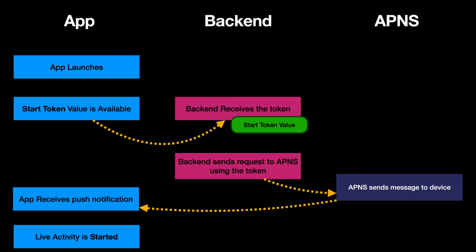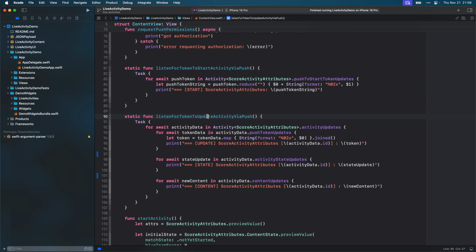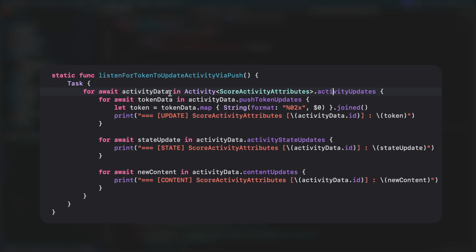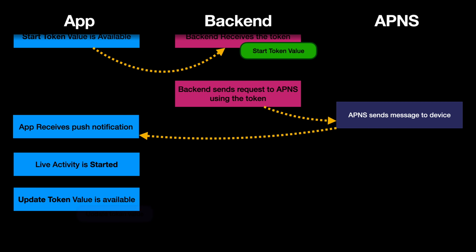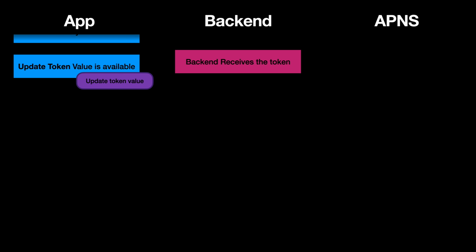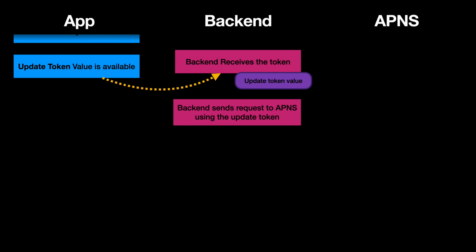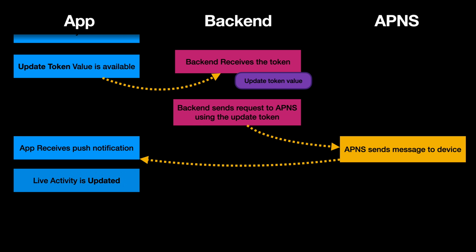Once a live activity is started, we should listen for activity updates and the nested async sequence, pushTokenUpdates. We need to send this token to the backend too. This token is used for the rest of the live activity to send updates and end the live activity via push notification. The reason this token is different is that we can run multiple instances of the same live activity. Let's say we observe two football matches playing at the same time, then we need a way to identify each live activity instance to know which one to update.